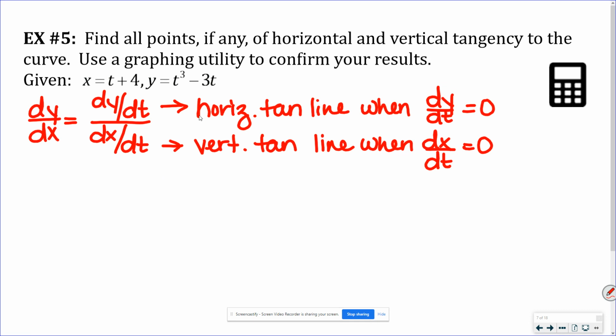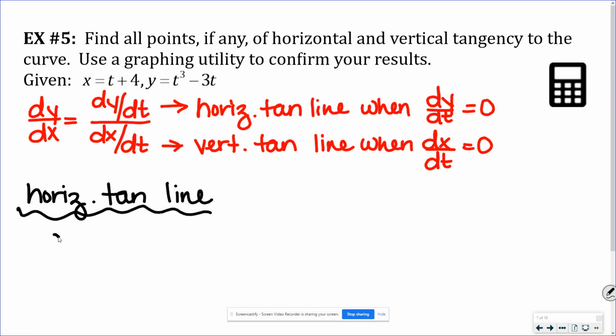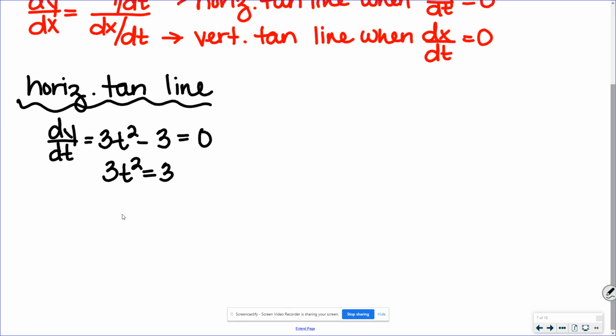So we're going to need derivatives again. We'll start with the horizontal tangent lines. So I need to find dy/dt. And that is the derivative of only the y equation, which would be 3t squared minus 3. And I need to find when that would be equal to 0. So it's pretty easy. Just set it equal to 0 and solve. And I am getting plus or minus 1. So I'm getting 2 different times when there is a horizontal tangent line.